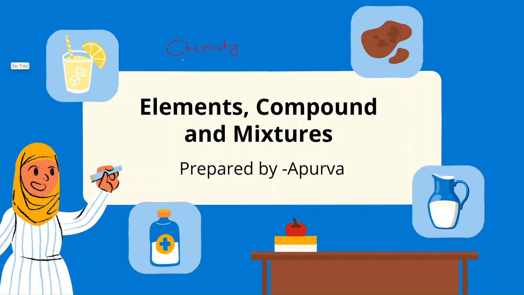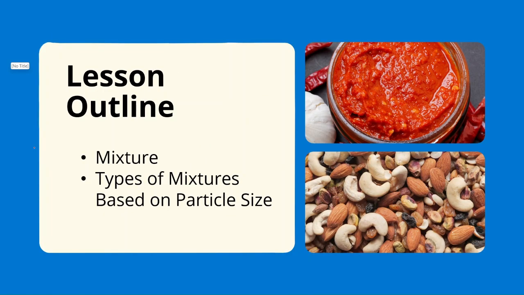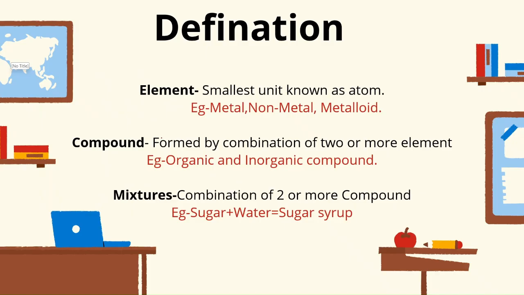And in this chemistry topic, I have taken elements, compounds, and mixtures. By the end of the lectures, we will properly understand mixtures and the types of mixtures. Before going on to the mixtures, let's understand the basic things. First of all, we'll look at the definitions. First is element, second is compound, and the third is mixture.